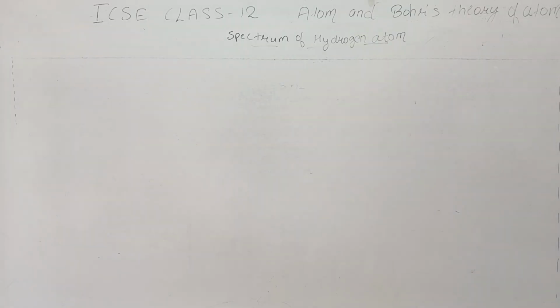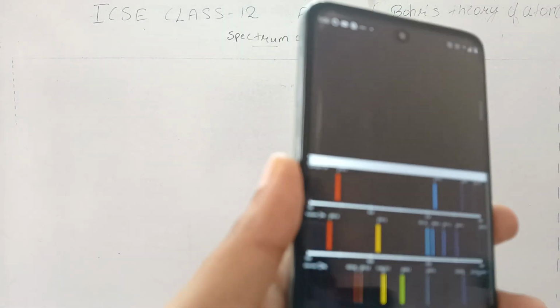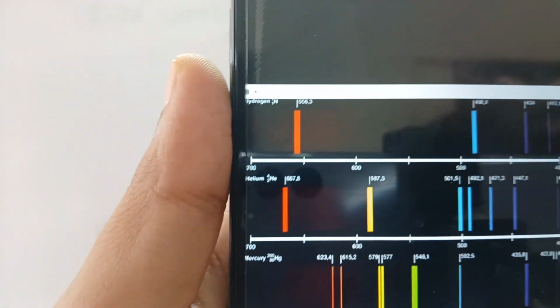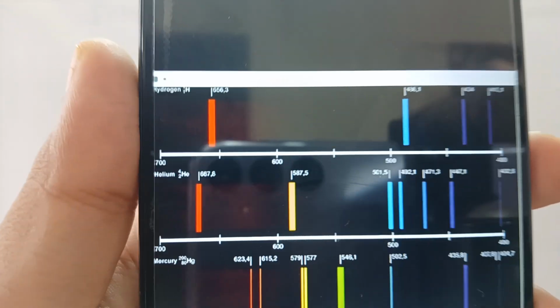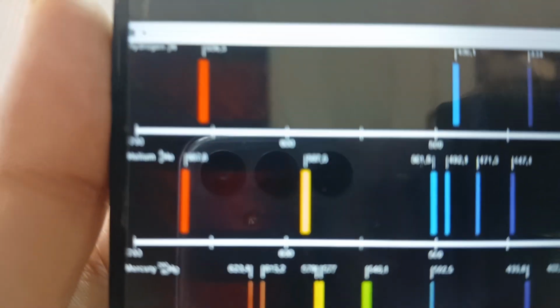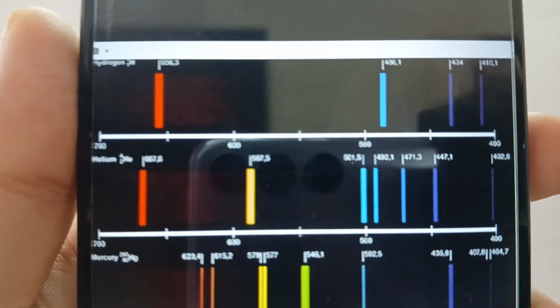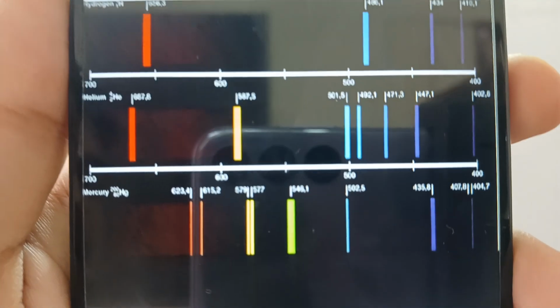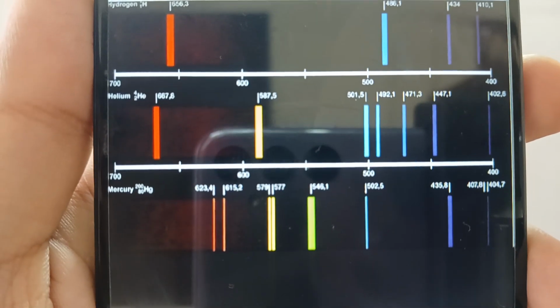So today we are going to study the structure of the hydrogen spectrum. In front of me is a structure. First is the spectrum of hydrogen. We have red color, then blue color and violet color. Next is the spectrum of helium, and then the spectrum of mercury.